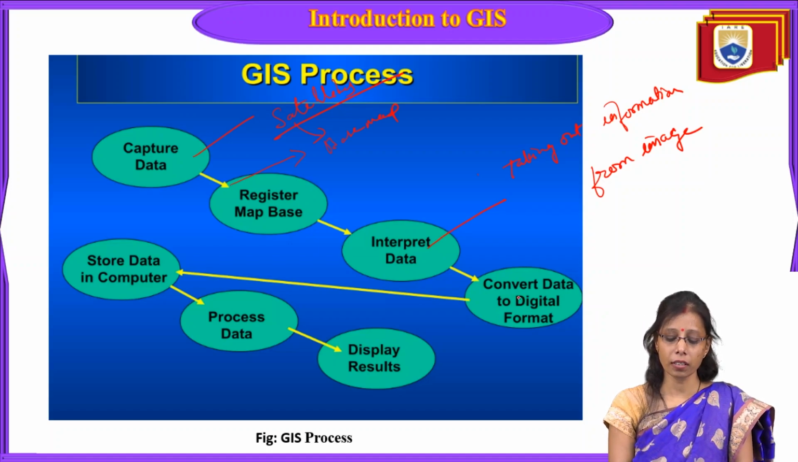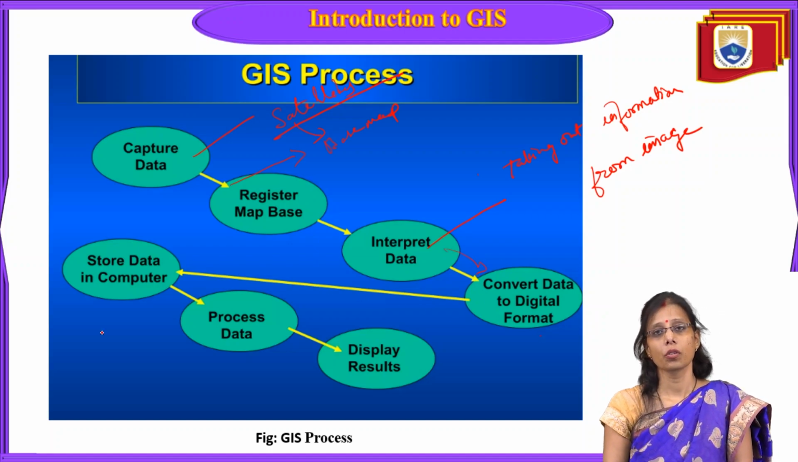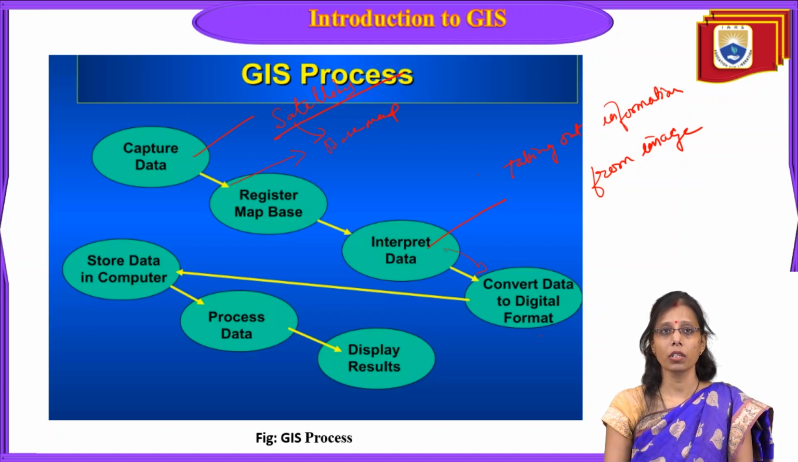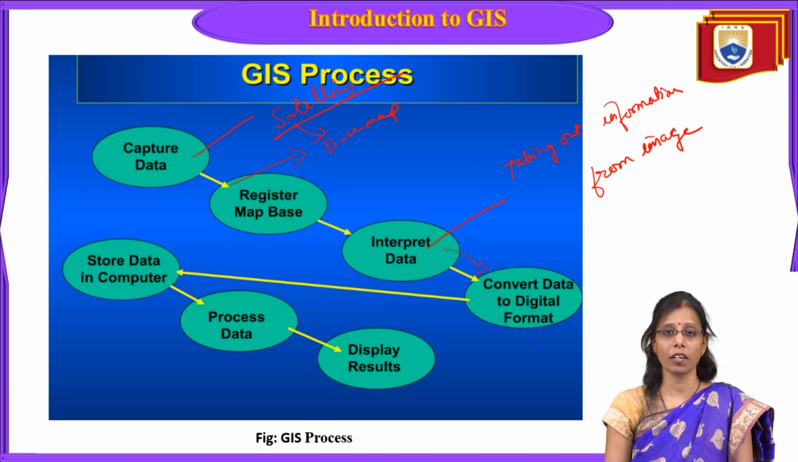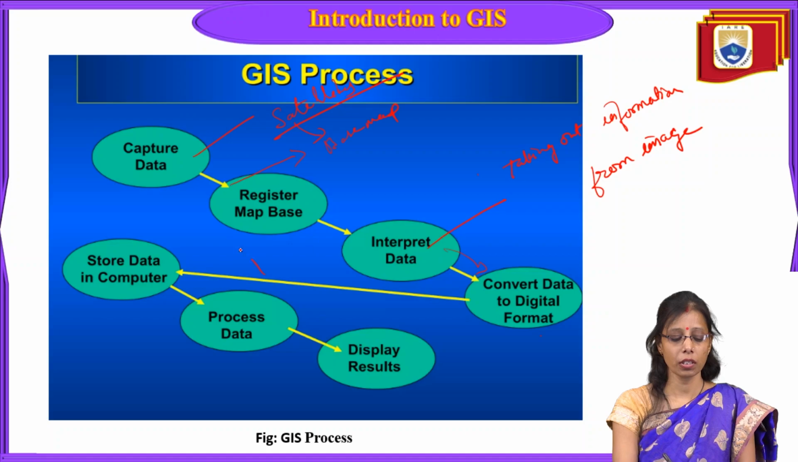Then after that, convert the data to a digital format, then store the data in the computer. Just remember one thing: once you're going to work with the GIS process or the GIS platform, the entire data should be in digital format. In the previous lecture, we discussed digital data, an introduction to digital data, and what types of formats we have. You have to convert the entire information to a digital form. Then only can you work with this data.